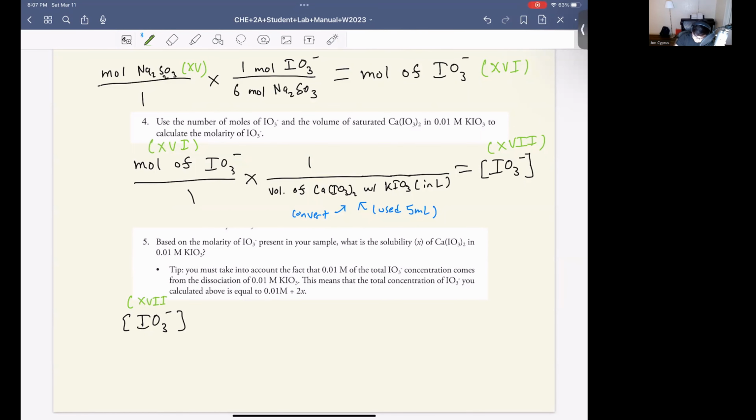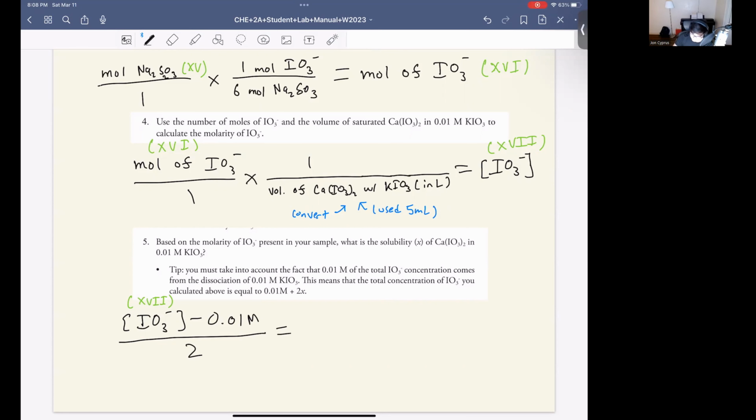Or is that 17? No, that's 17. Sorry, 17. Can't read. You're going to take this. We're going to subtract 0.01 molar. Right? Now, this here is equal to the concentration of iodate from calcium iodate. Now, what I'm going to do is go ahead and divide this by 2, right? Because as we did before, we said that the concentration of calcium will be half of what the concentration of iodate is from calcium iodate.